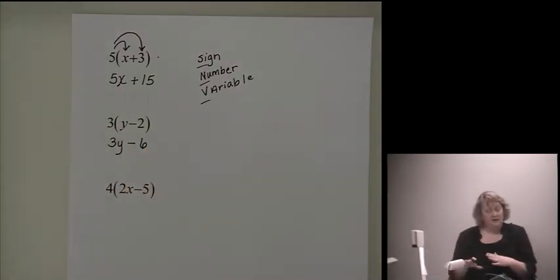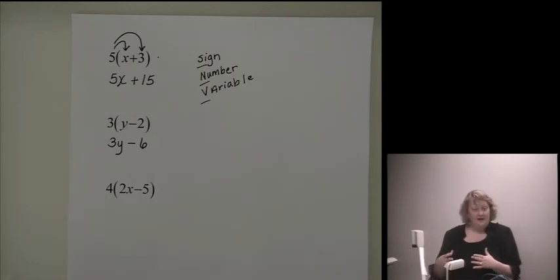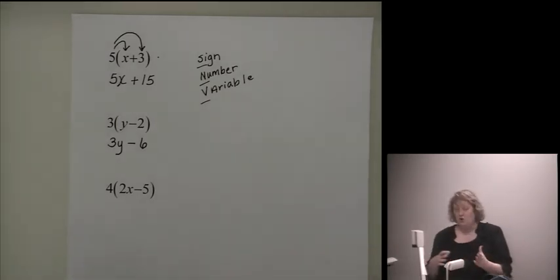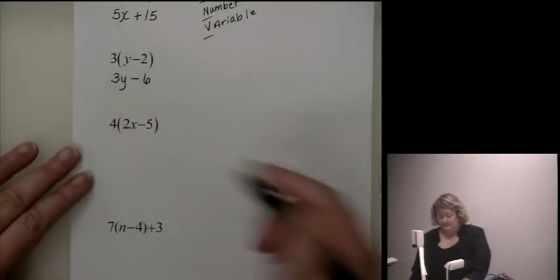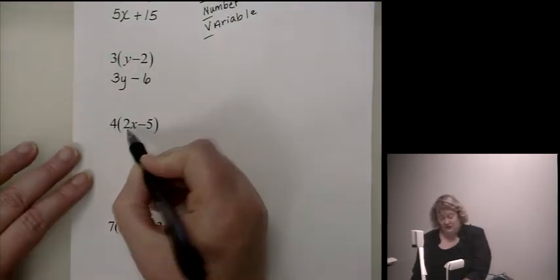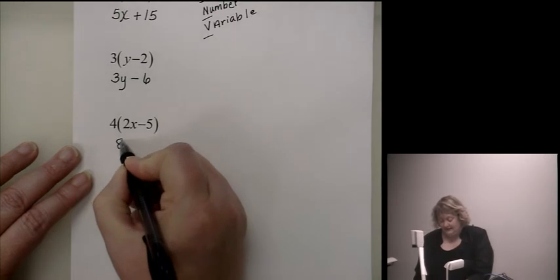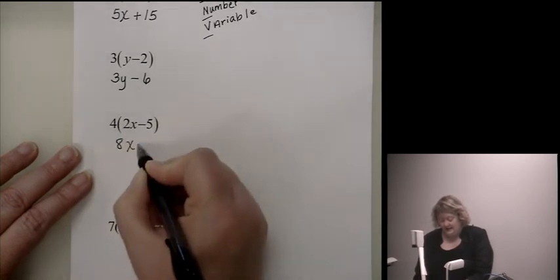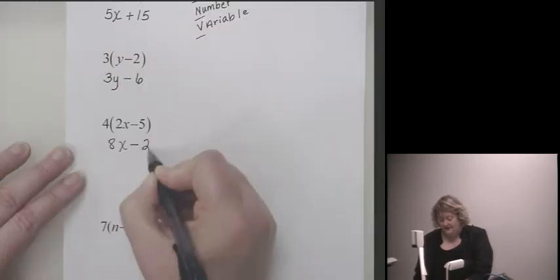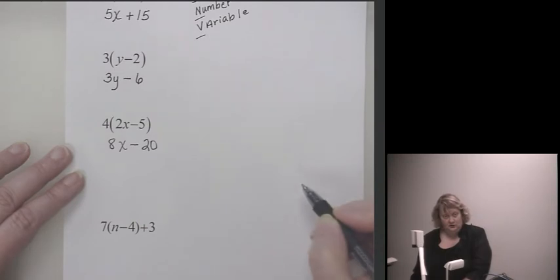And you may not have gotten to your signed numbers yet, so if not, then it's obvious that it's going to be a subtract and we're not going to be changing any of our signs. 4 times 2 is 8. Then bring the x, bring down the subtract. 4 times 5 is 20.